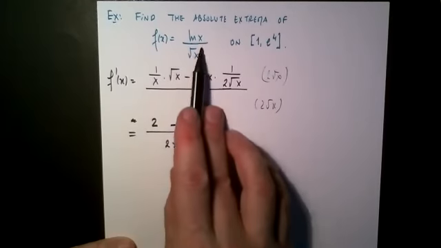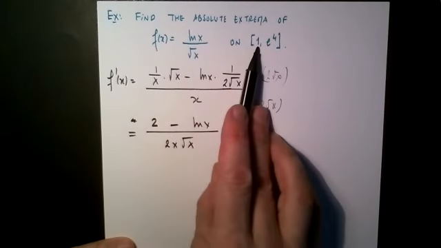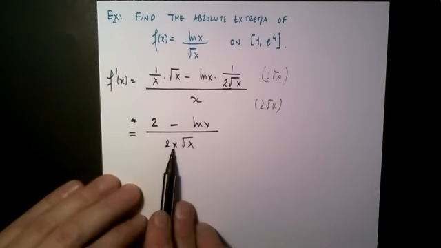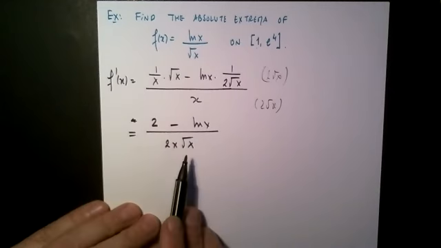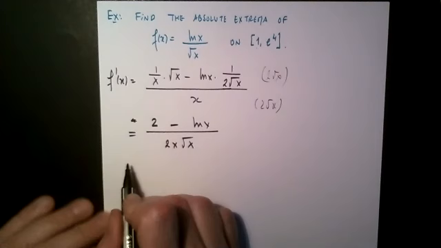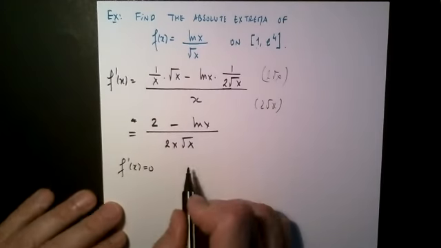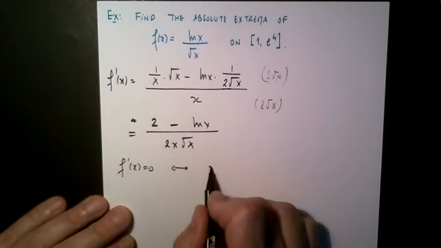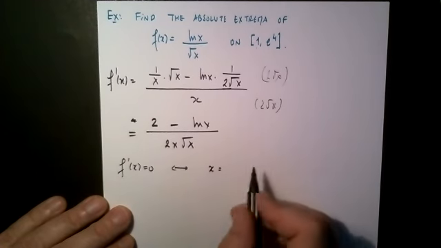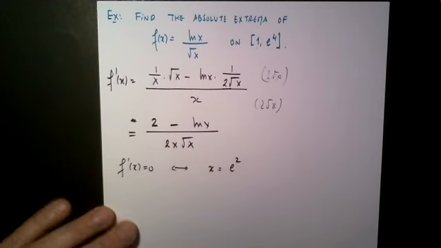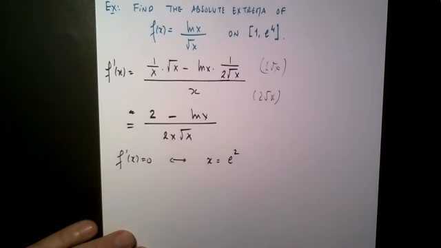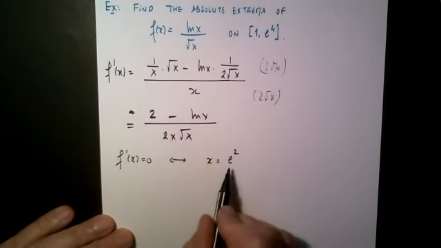There is a discontinuity at 0, but we're on the interval [1, e to the 4], so there's no issue. It doesn't concern us because it's not in our interval. So f prime of x is 0 if and only if 2 minus ln x is 0, which means ln x equals 2, x equals e to the 2.